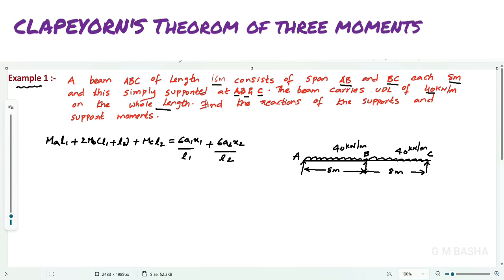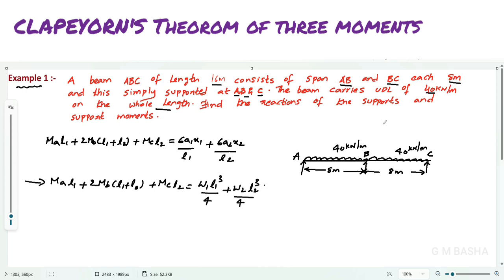Already in the introduction class, I explained this formula very clearly. And in the notes, I also explained one more formula, which is simplified from this one. Whenever a UDL is given on the spans of simply supported beams like AB and BC, the simplified formula is: MA into L1 plus 2MB into (L1 plus L2) plus MC into L2 equals W1 L1 cube by 4 plus W2 L2 cube by 4. This is the simplified formula whenever a UDL is given.